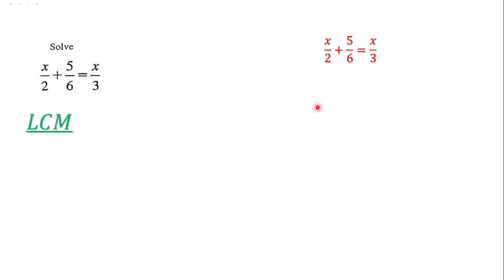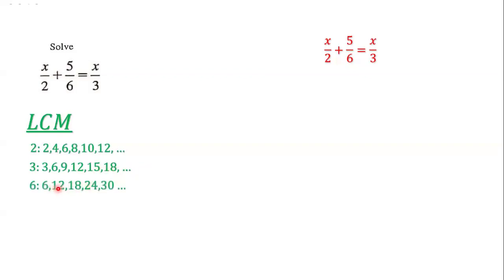Well, the first thing we're going to do is find the LCM of 2, 6, and 3. What are the multiples of 2? Well, the multiples of 2 are 2, 4, 6, 8, 10, 12, and the list goes on. The multiples of 3 are 3, 6, 9, 12, 15, 18, and the list goes on. The multiples of 6 are 6, 12, 18, 24, 30, and the list goes on.